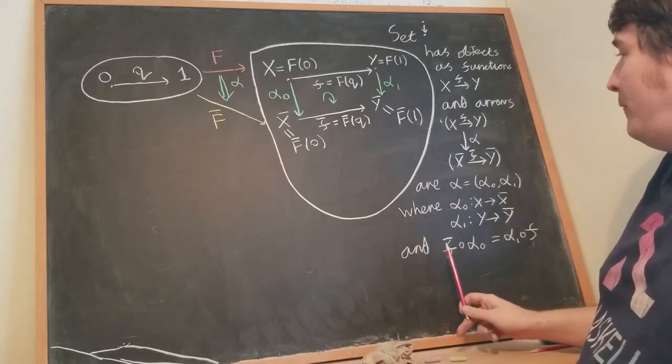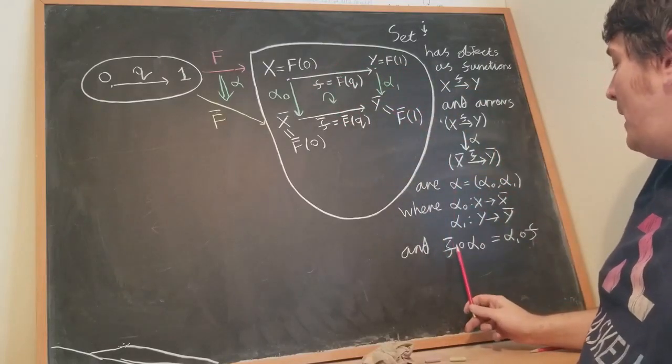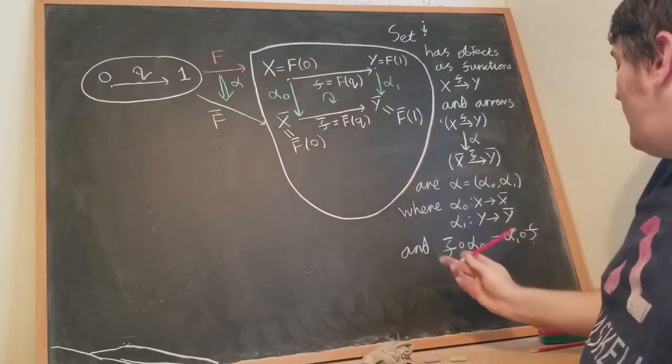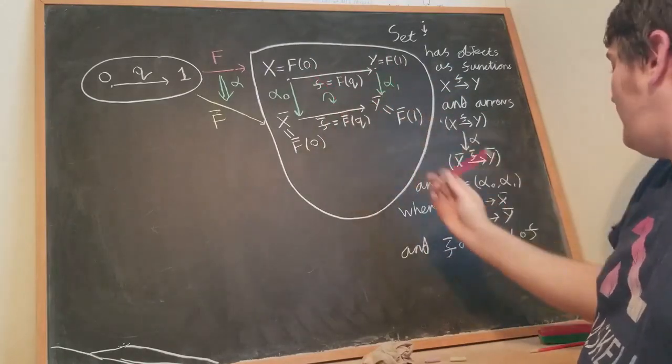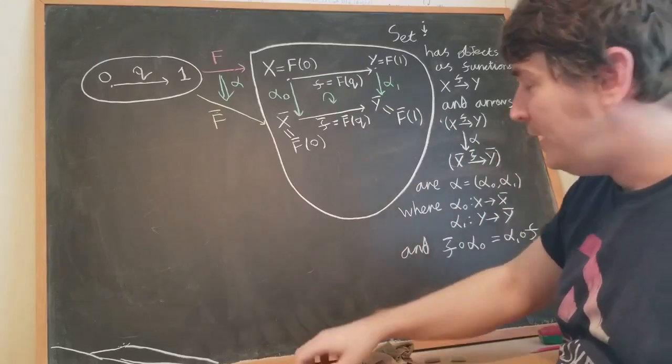And we have to have this square be natural. So we have to have that f bar after alpha 0 is alpha 1 after f. And that's it. And also we can generalize this.